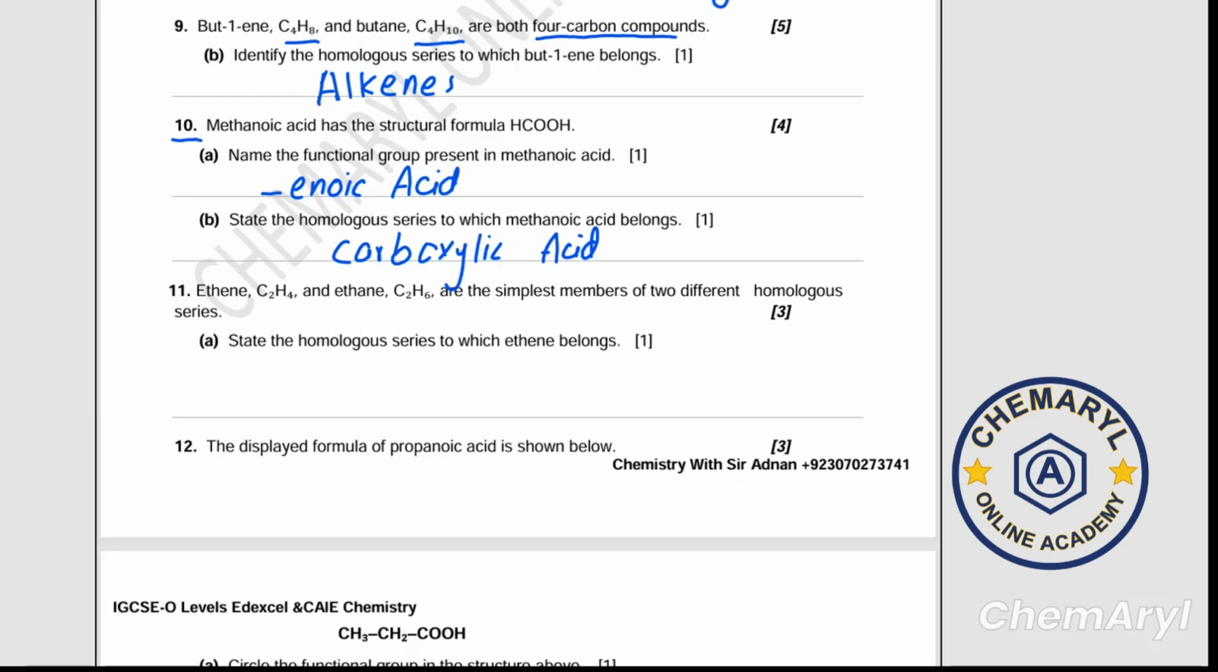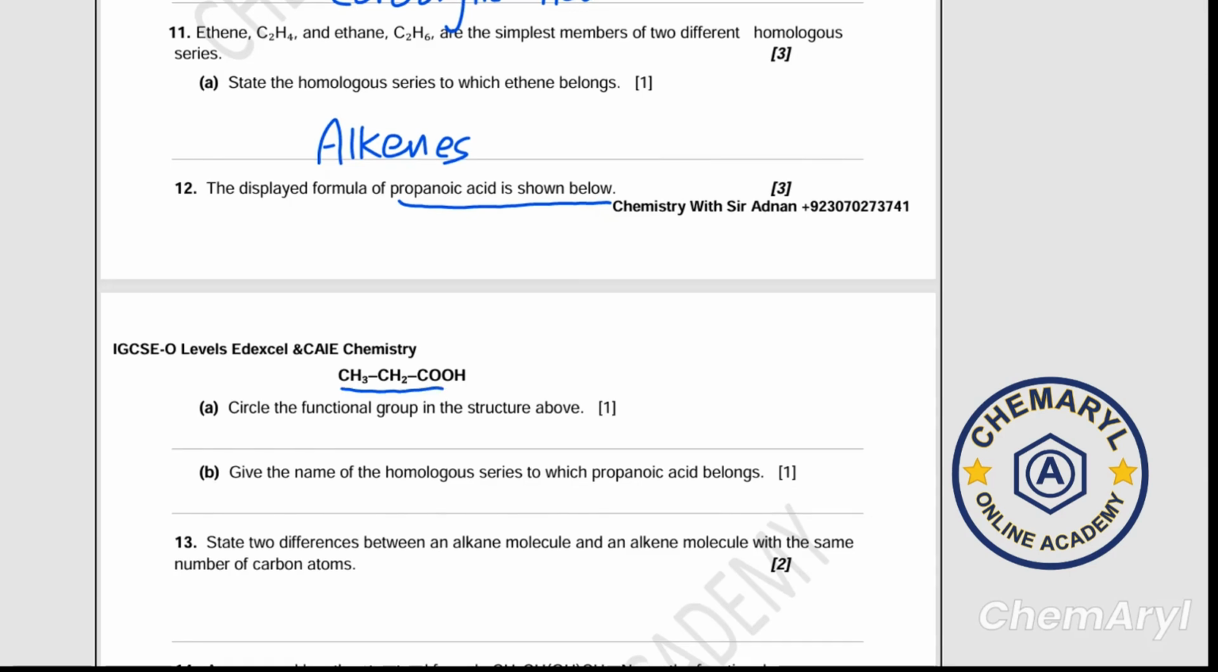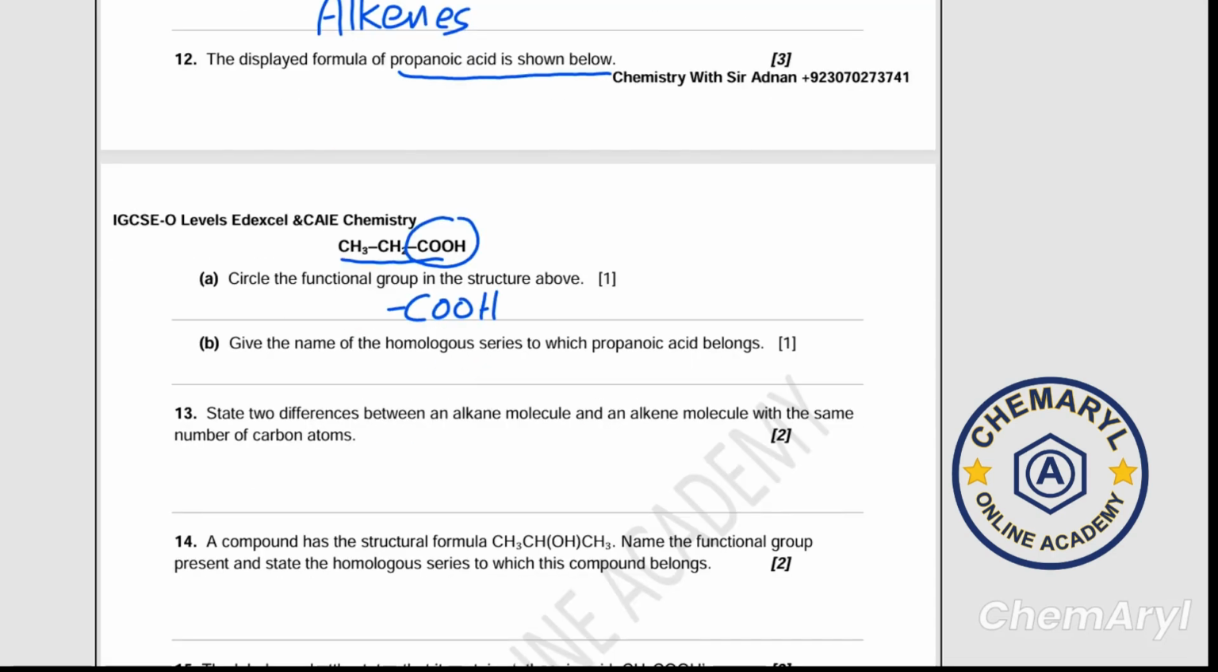Next, dear student, question number 11. Ethene C2H4 and ethane C2H6 are the simplest members of two different homologous series. State the homologous series to which ethene belongs. Alkene. Next question is 12. The displayed formula of propanoic acid is shown below. Circle the functional group in the structure above. COOH. Option B is give the name of the homologous series to which propanoic acid belongs. Carboxylic acid.